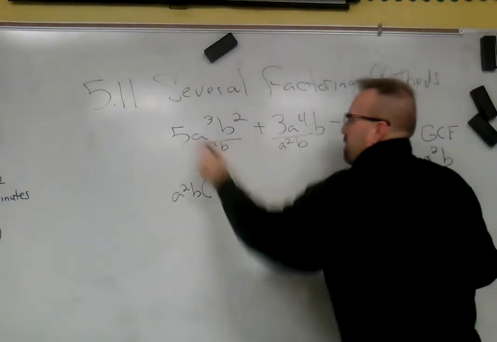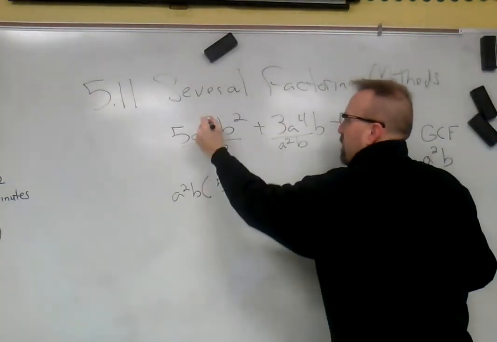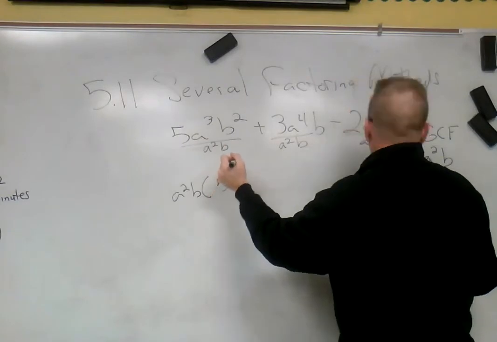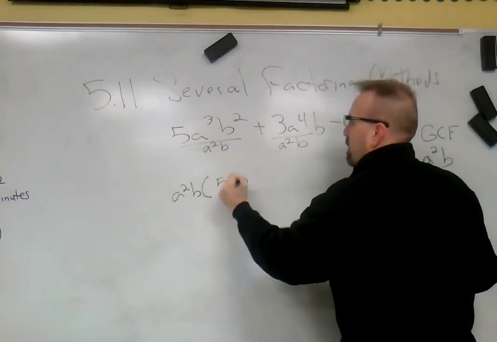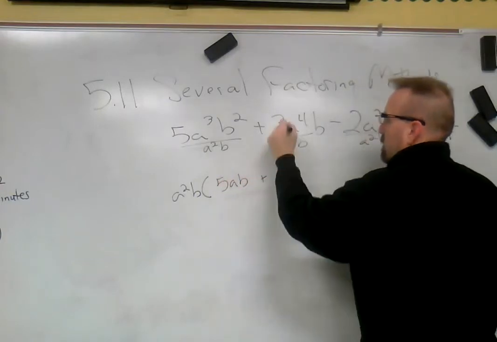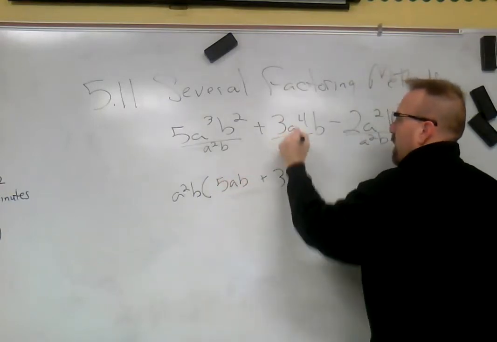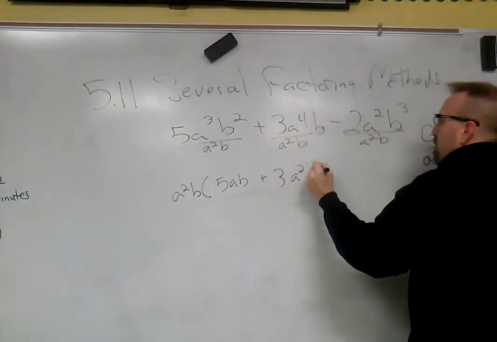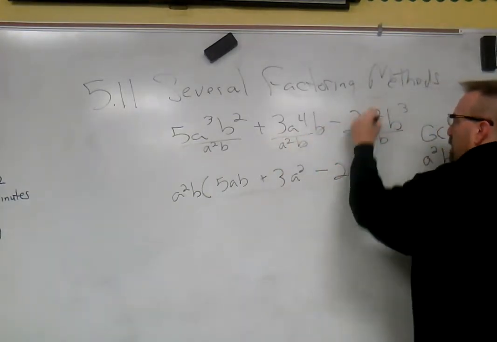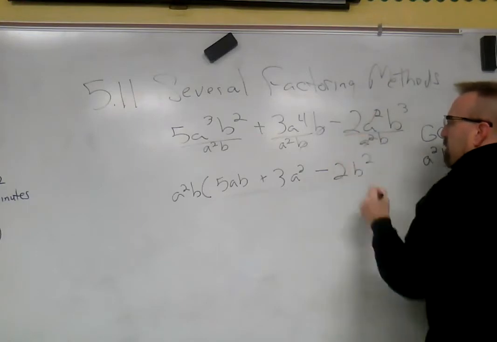Okay, so we have 5. 3 minus 2 on the, right, yeah, 5AB plus, we get 3A squared, our B's cancel, minus 2B squared.